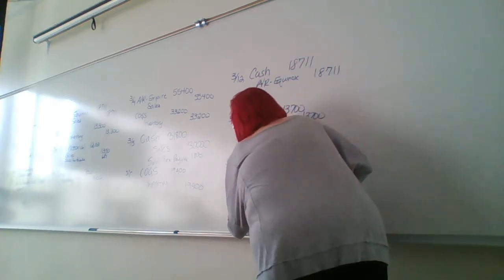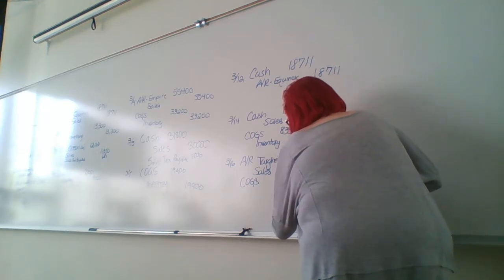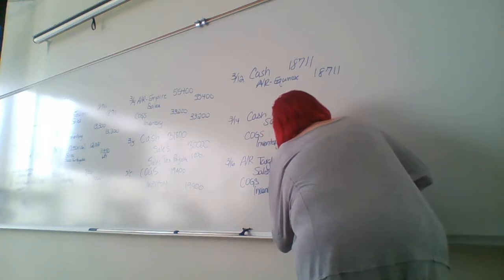And then I've got the cost of goods sold for $16,000, and inventory for $16,000.